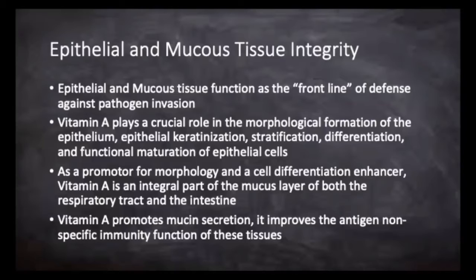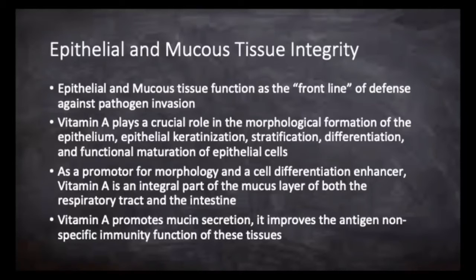Now, about vitamin A. The epithelial and mucous tissue integrity. In your lungs, the epithelial cells and the mucous tissue function as a front line of defense against pathogen invasion. So when things are coming into you, you happen to be around someone and they sneeze. Let's say they got the corona and they sneeze all over you. I was at Whole Foods and I was going to pick up some supplements. In fact, someone sneezed at me, okay? So what happens is these pathogens, a frontline defense is your epithelial mucosa tissue.